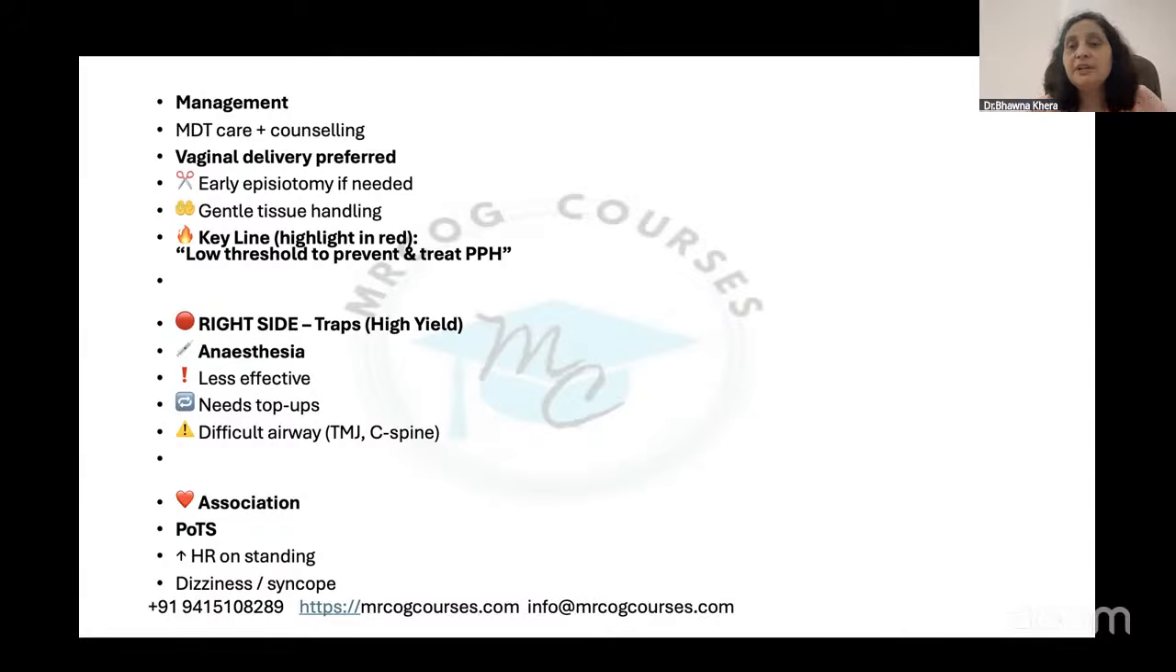Another very important thing is postural orthostatic hypotension, which is very much associated with this, right? So dizziness, syncope, and a sudden increase in heart rate on standing by 30 beats per minute is something you can see in Ehlers-Danlos syndrome. One of the favorites, right? Ehlers-Danlos and Marfan are among the favorites of the RCOG.